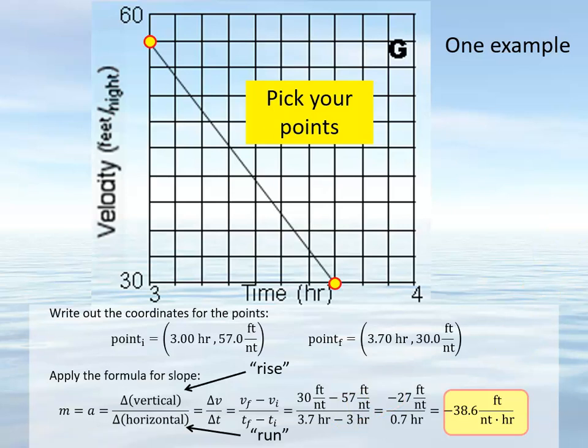Yeah, those are really funny units. How did we get those units? Well, we just took the vertical units and divided by the horizontal units. Feet per night divided by hours is feet per night times 1 over hours, or feet per night hour. Just don't try using those units as your final units on some chemistry problem or something like that. Okay, so hopefully that was a clear example of how we would calculate a slope.